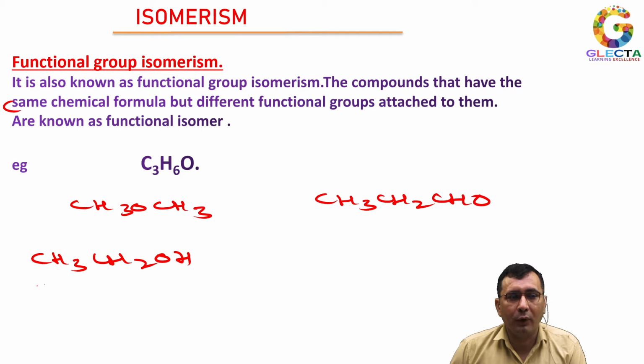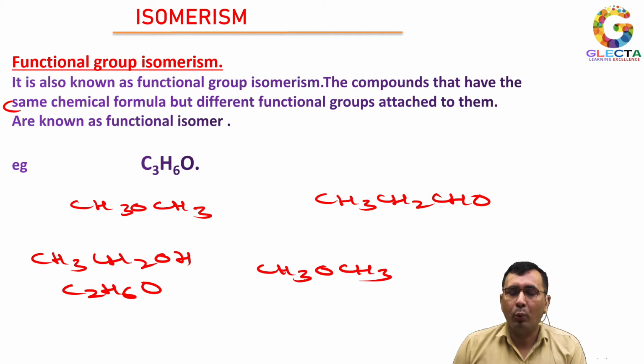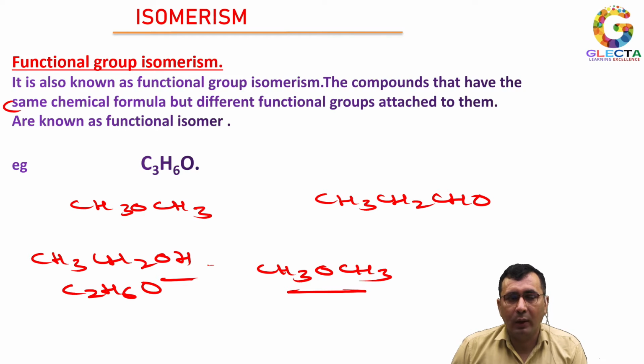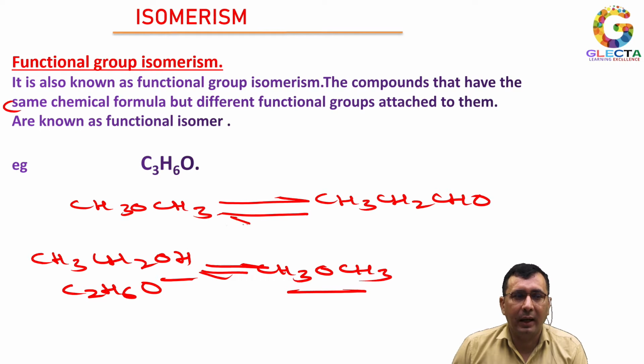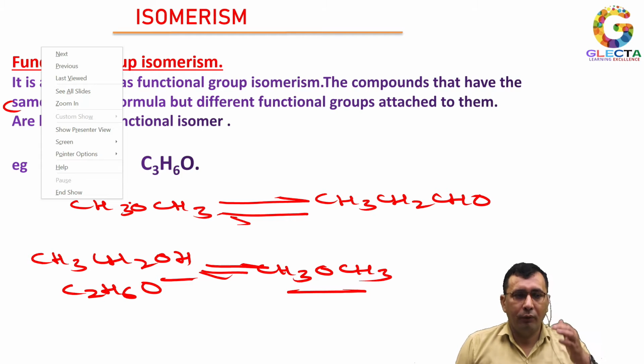What is the molecular formula of this compound? That is C2H6O, having 2 carbon, 6 hydrogen and oxygen. And also we can draw CH3OCH3, having 2 carbon, 6 hydrogen, 1 oxygen, but it is ether, while the other is alcohol. So the functional isomer of alcohol is ether, and for ketone, the functional isomer is aldehyde. It is CH3COCH3.